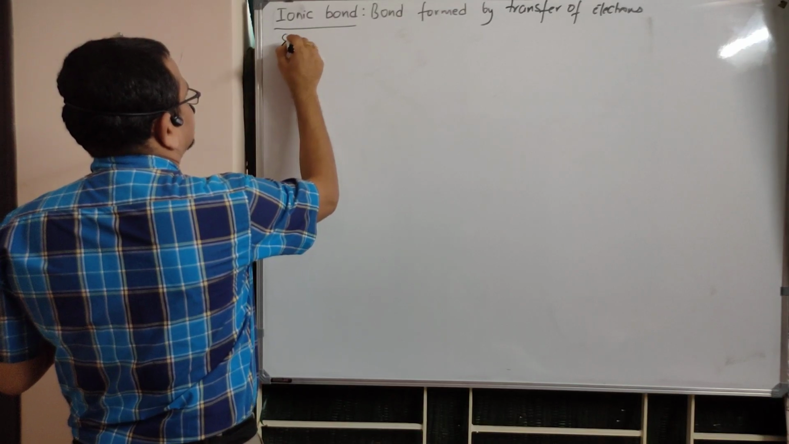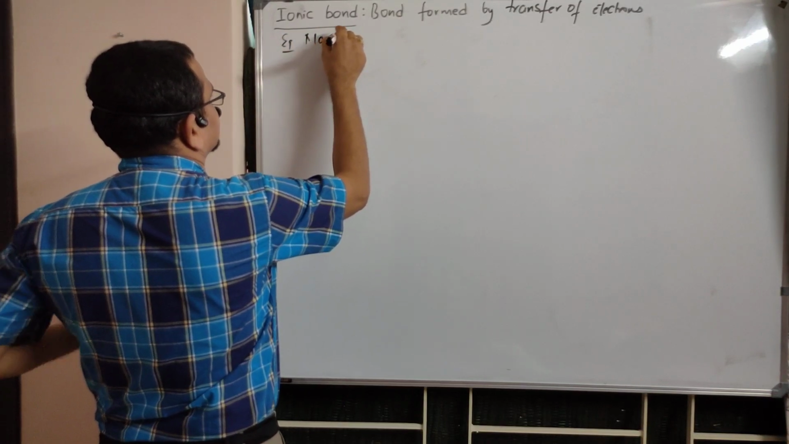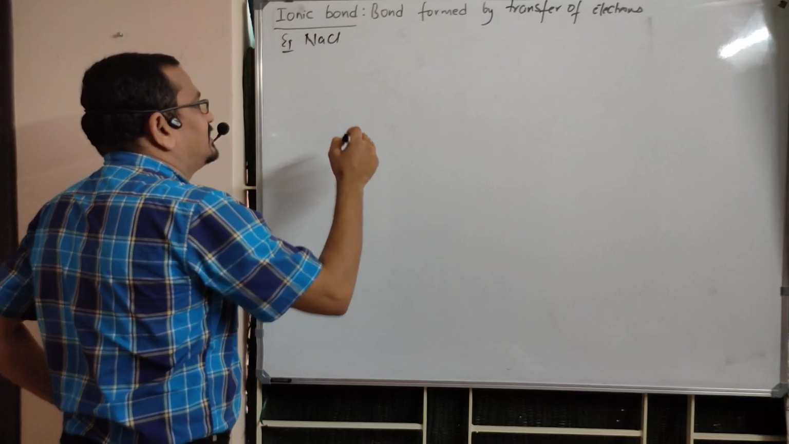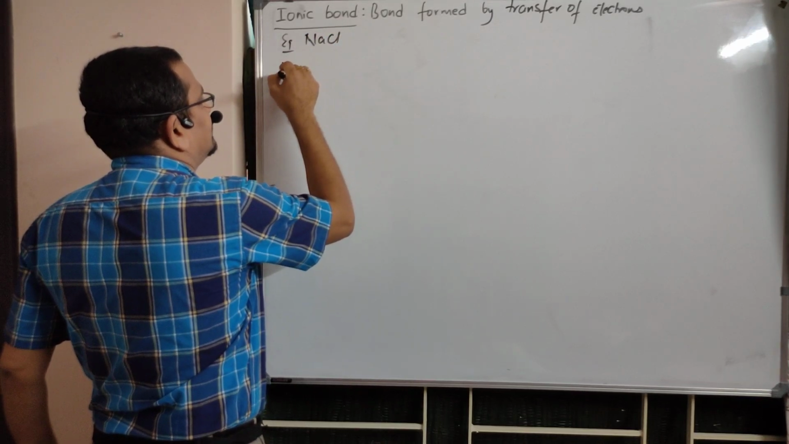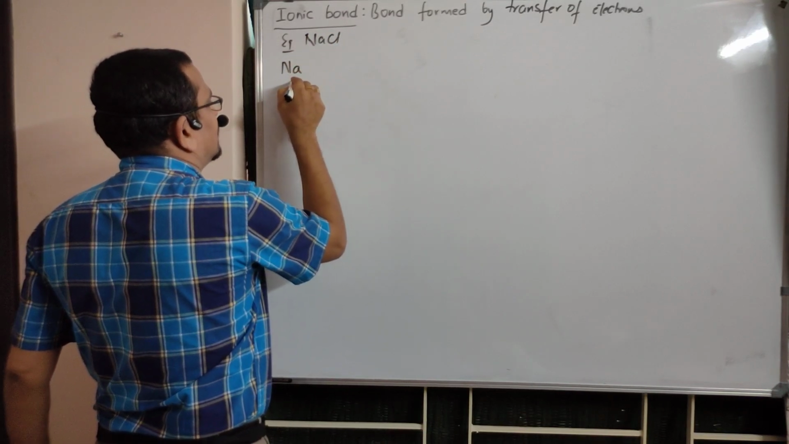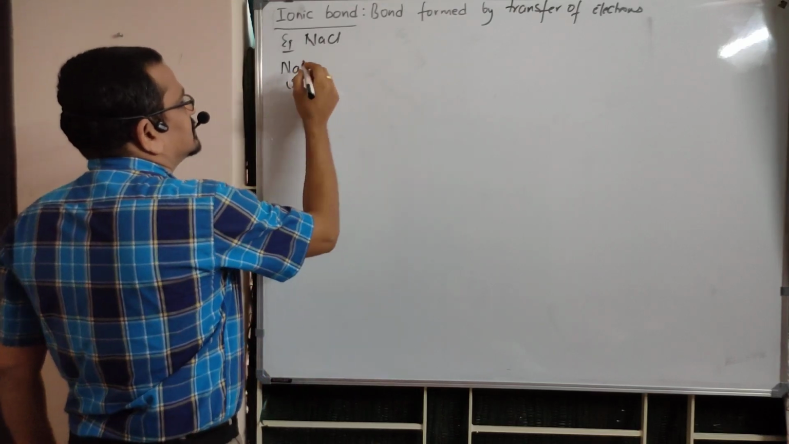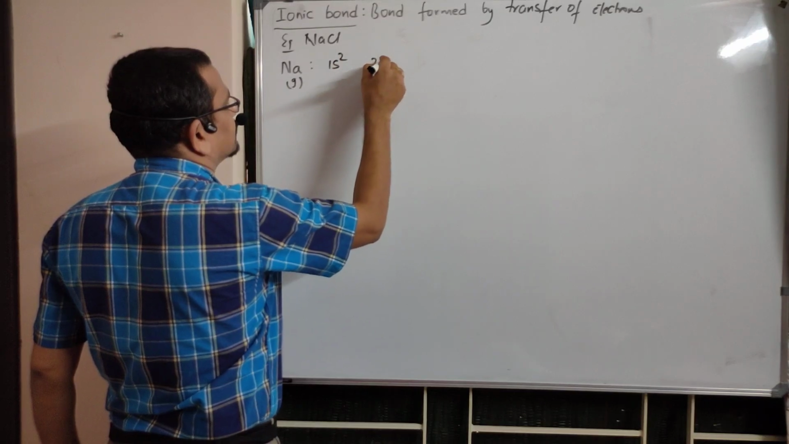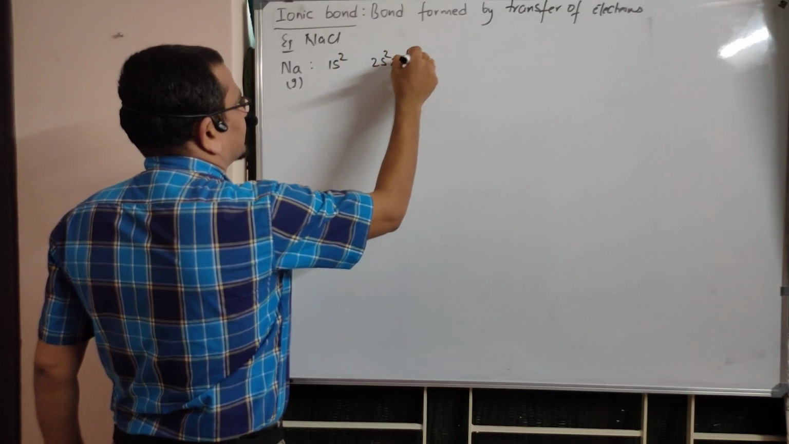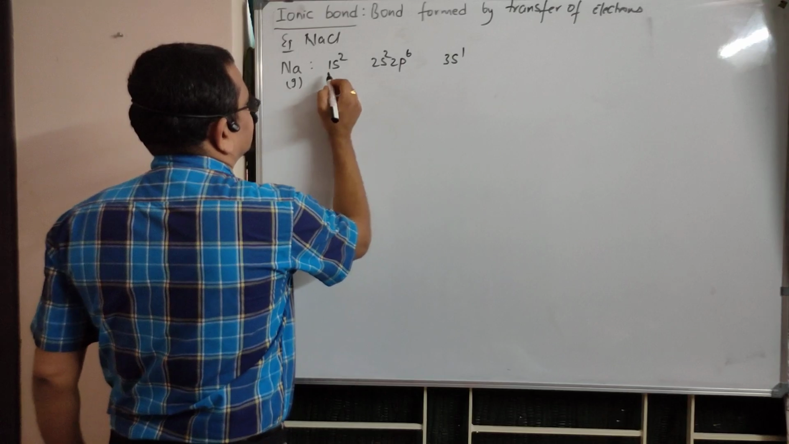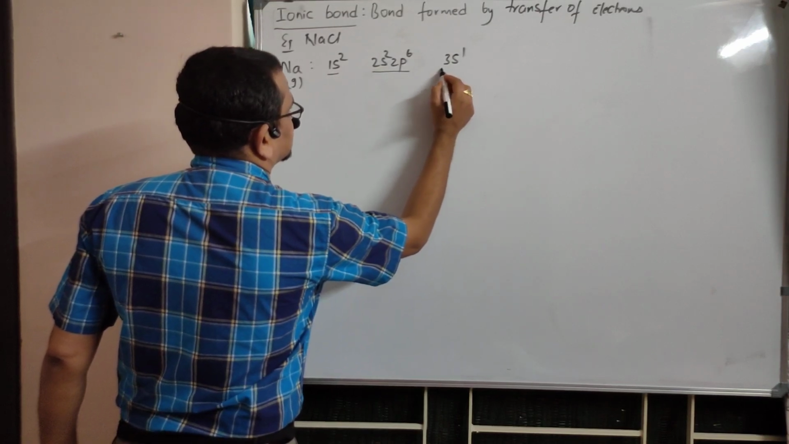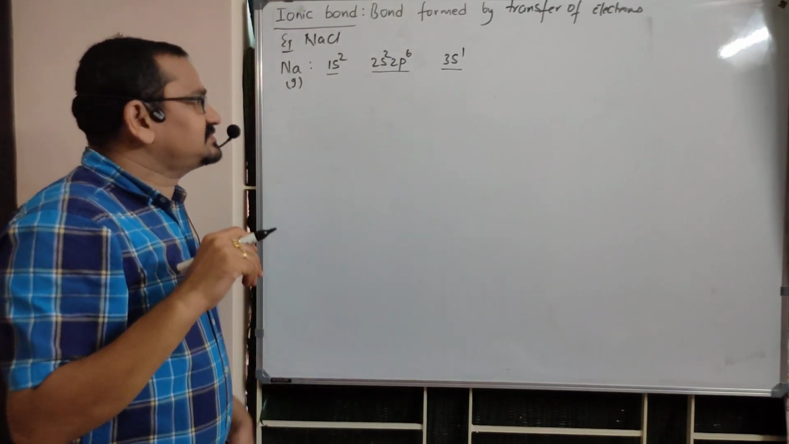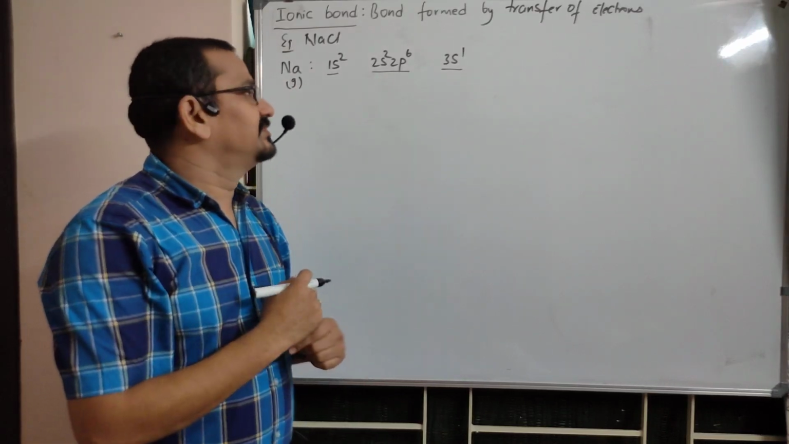Consider sodium atom. Example, we take sodium chloride, an ionic compound. Here it is formed between sodium atom and chlorine atom, right? Sodium gaseous atom electronic configuration is 1s2, 2s2, 2p6, 3s1. So this is the first shell, this is second shell, and this is the third shell, which is the valency shell for sodium.